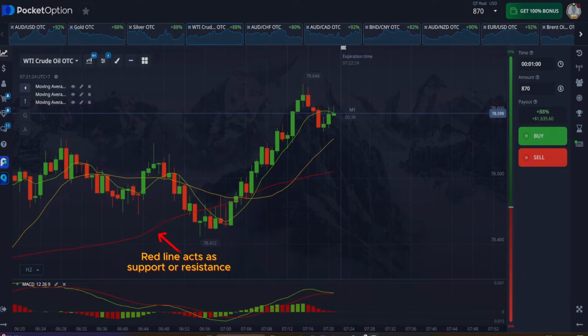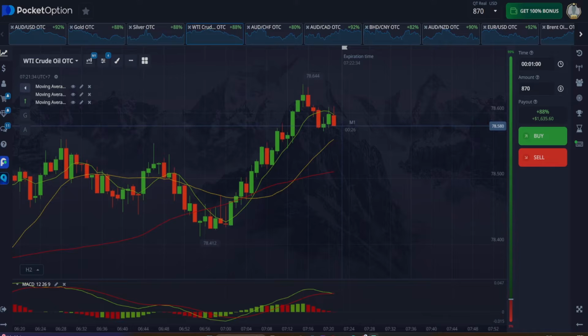In addition, keep your eye on the red moving average line because it works as a dynamic support and resistance zone. Very often, when price touches this level, it reacts with a bounce, providing an extra opportunity for precise entry. By combining crossover setups with these bounce reactions, the strategy gains more strength and consistency, allowing you to execute trades with greater accuracy and confidence. Okay, let's dive into live trading session.